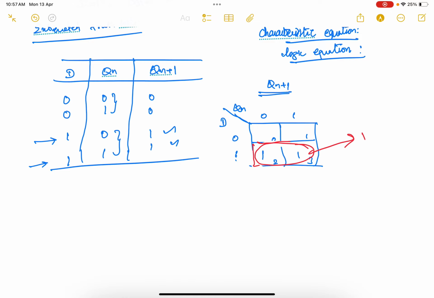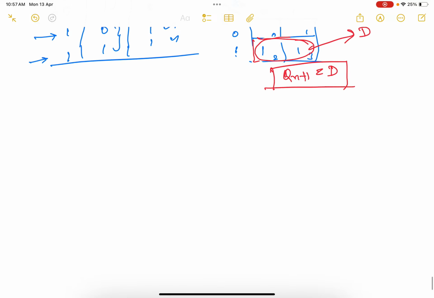So this is nothing but the D operation. So what will be my next state? Your Qn plus 1 is nothing but D. Whatever the D is, that will be coming in my next state condition. That is, when D equal to 1, my next state is also 1. When D equal to 0, my next state is also becoming 0. So this is nothing but my characteristic equation. Now the characteristic equation has been completed.